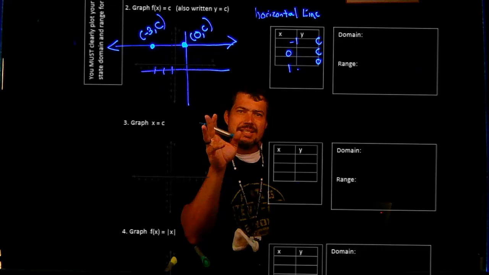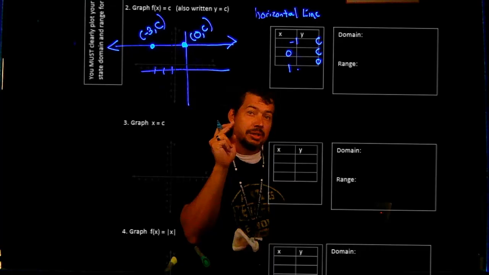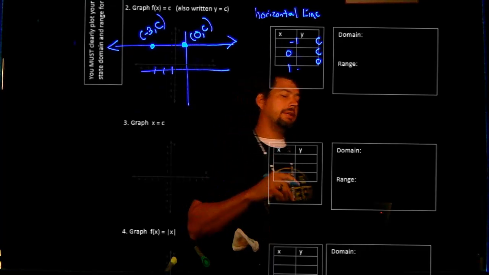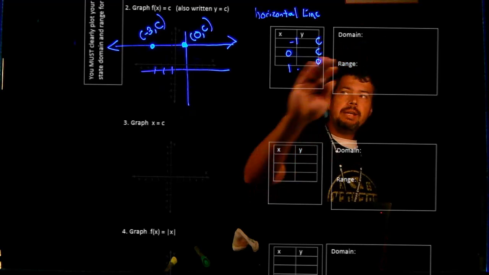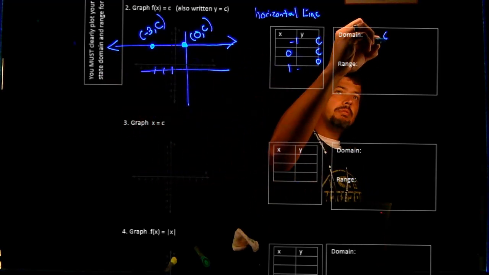I need to see that you have the y value recognized as a constant, and you need to understand that y equals a number is a horizontal line. It's a really big deal that you understand that. The domain: this particular graph runs left and right forever, so it's another one of these negative infinity and positive infinity things.